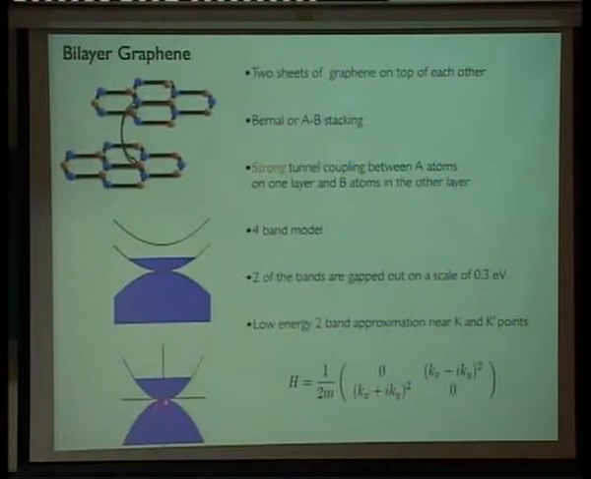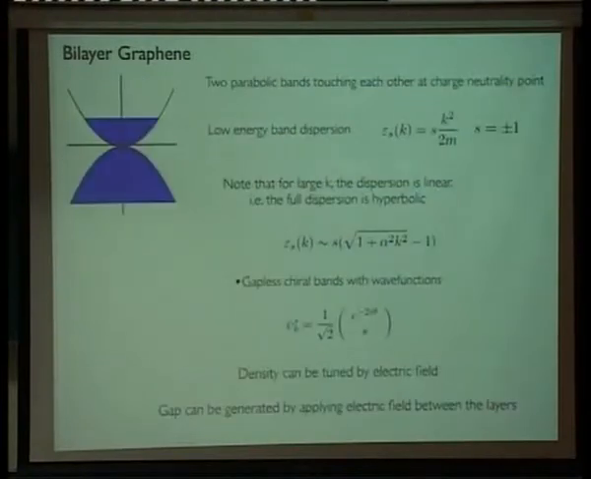So the point here is these bands touching each other, there's no band gap as such. So it's a parabolic dispersion with no band gap. And that's basically what it will look like in the non-interacting limit. So here is the dispersion. It is ħ²k²/2m plus minus 1. You get two parabolic bands.